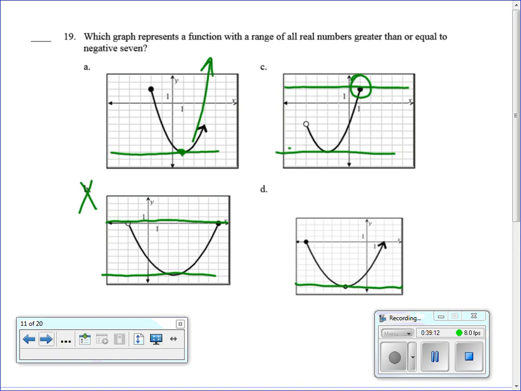Now, D does include all real numbers that are greater than -7, but it does not include -7 because at that particular part of the graph there is an open circle, meaning that it's not included. So the only one that has all real numbers that are greater than or equal to -7 would be A.